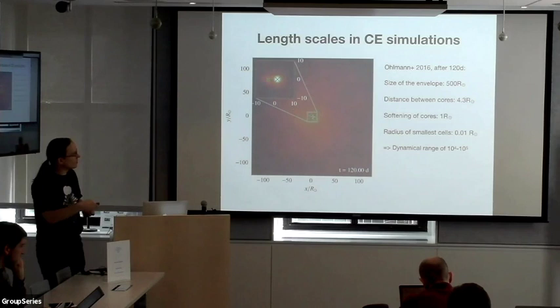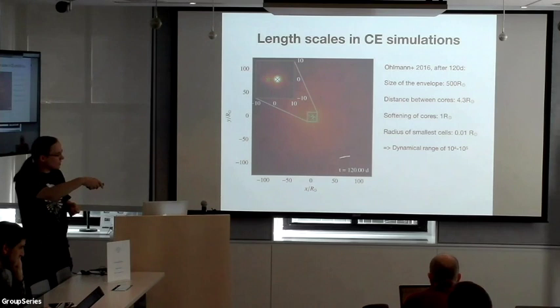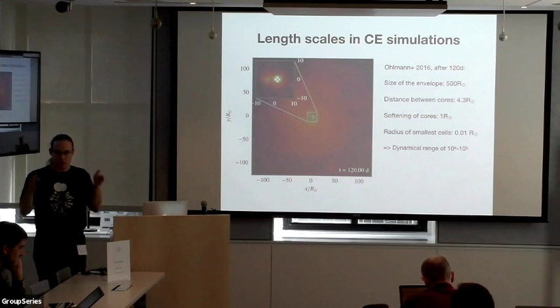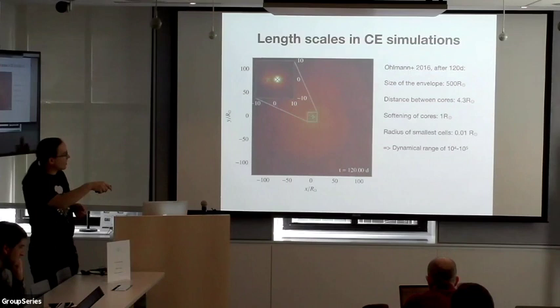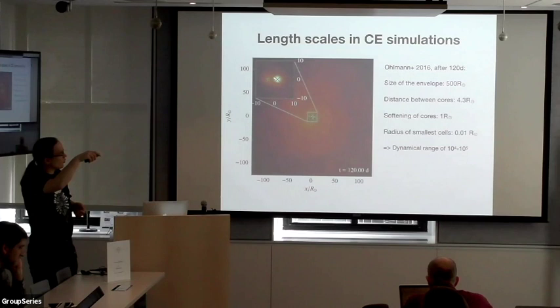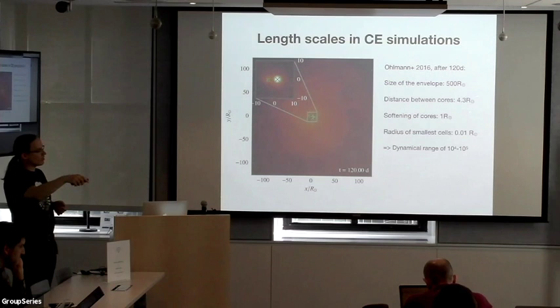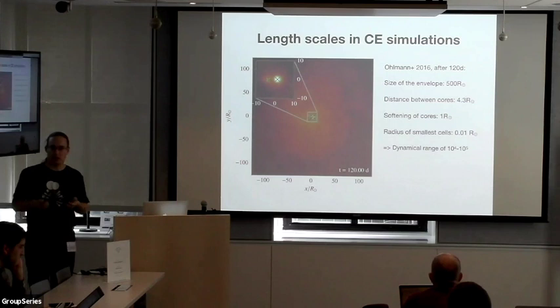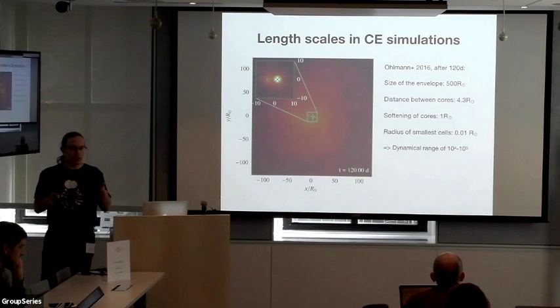Okay. So if you look at the simulation that was run until 120 seconds from the beginning of the setup, then at the end of the simulation, this is roughly the size of the envelope, and if you zoom in, you see the two cores quite close together here. The size of the envelope is about 500 solar radii, and the distance between the two cores is a few solar radii.